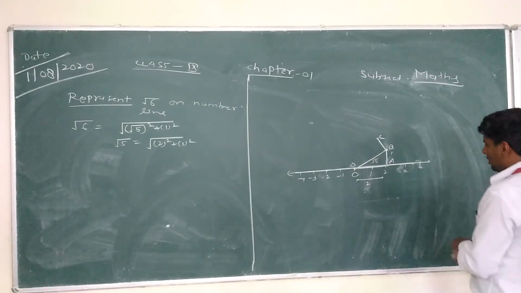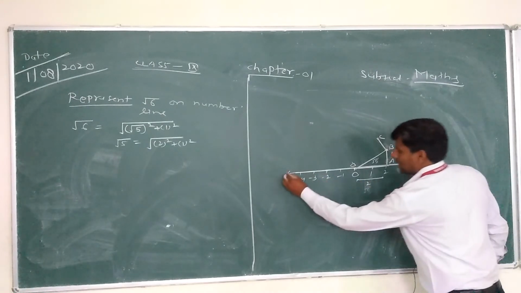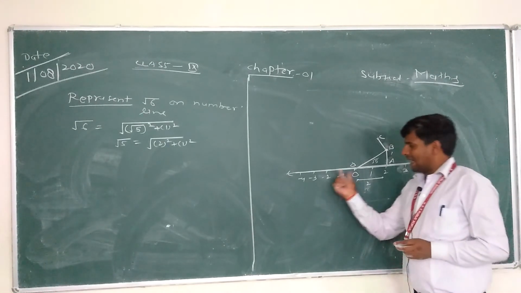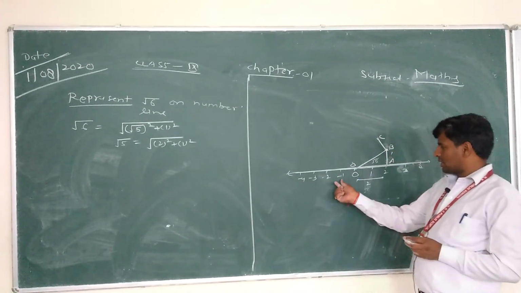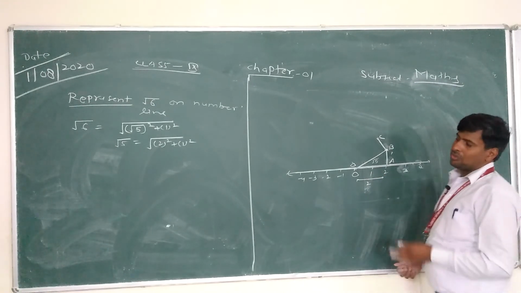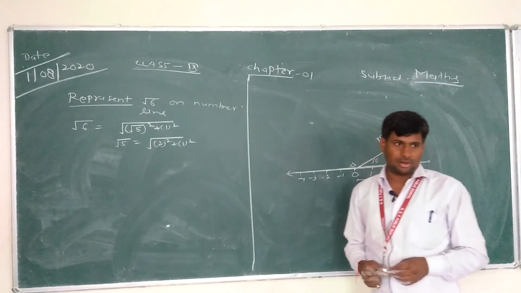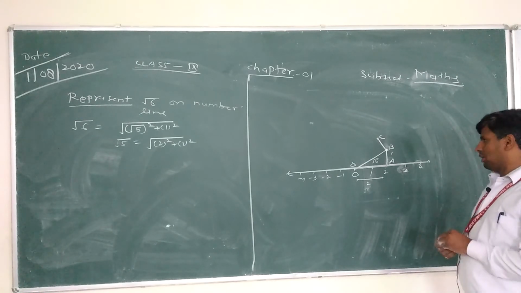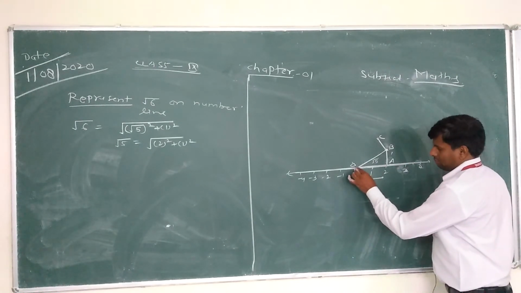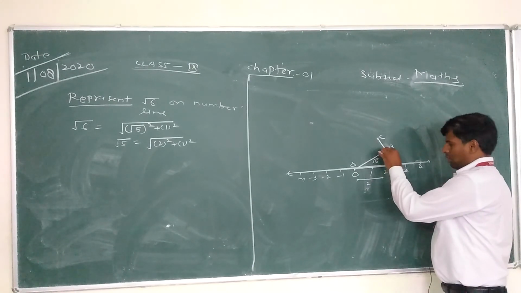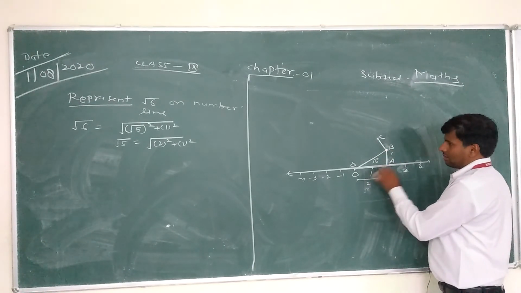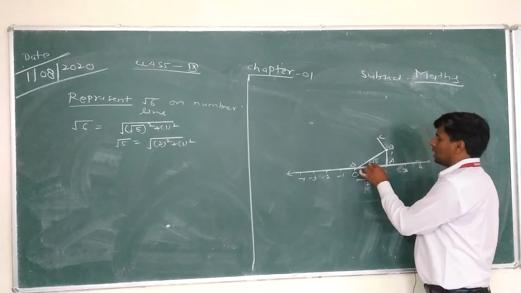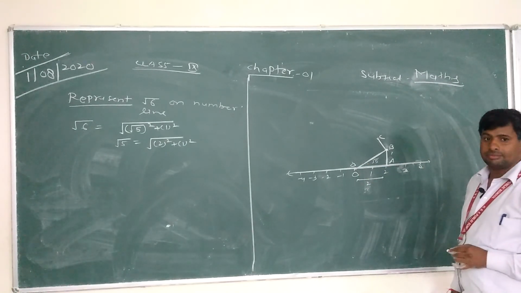Students, then we can draw a straight line in this form, and represent negative numbers on the left and positive numbers on the right, because we need to represent root of 6 on a number line. So first we need to represent root of 5, then root of 6. So first we take OA as 2 centimeters, AB as 1 centimeter, then join OB. So OB represents root of 5.